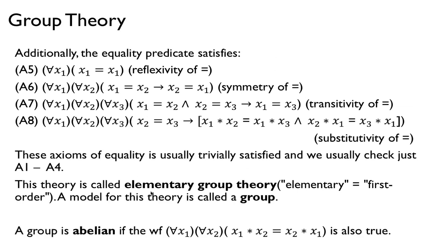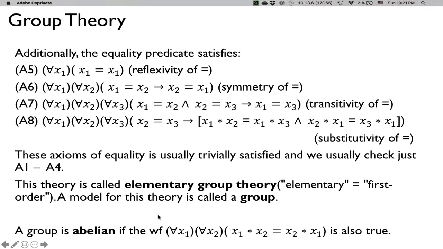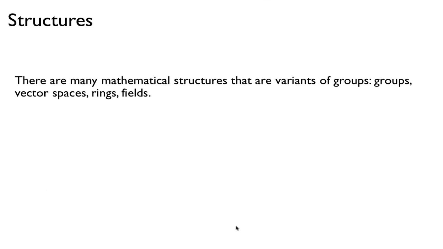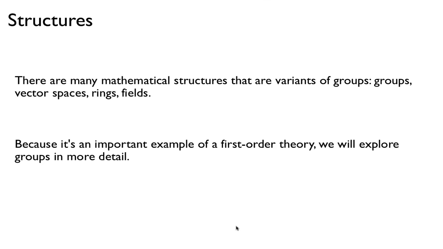And a group is abelian if this statement is also true for all x1, x2. If you multiply, the order doesn't matter. So that means that the operation is commutative. Okay, it turns out this structure is very useful in math, but also there are many similar structures that are variants of it: groups, vector spaces, rings, fields, etc. All these examples actually come from a first order theory that has a set of axioms that you get these structures from. And so this is certainly a very important example of first order theory.